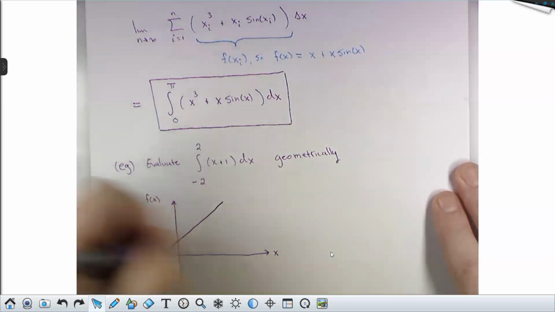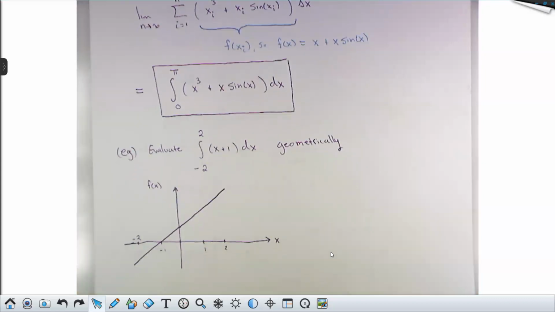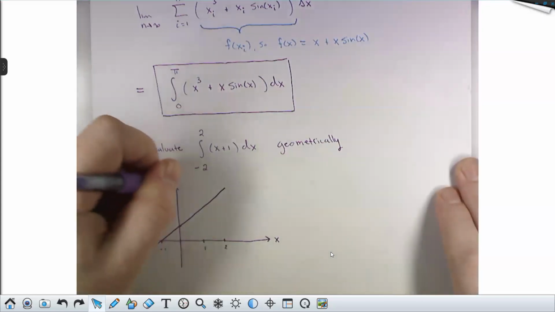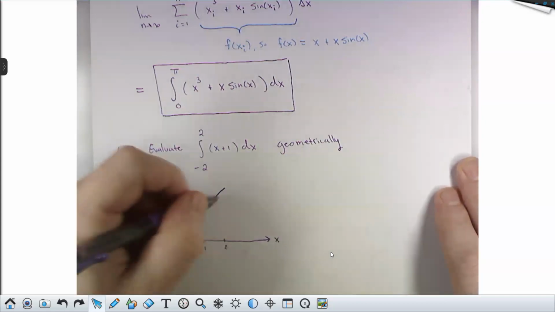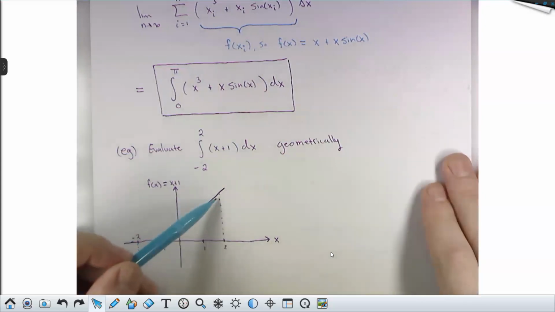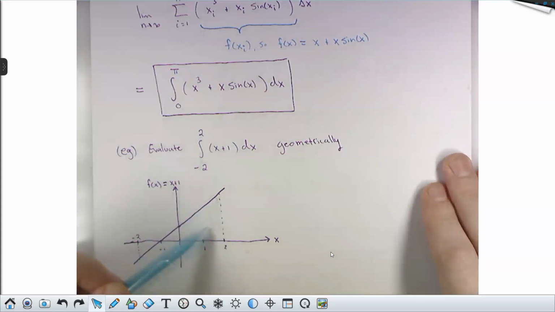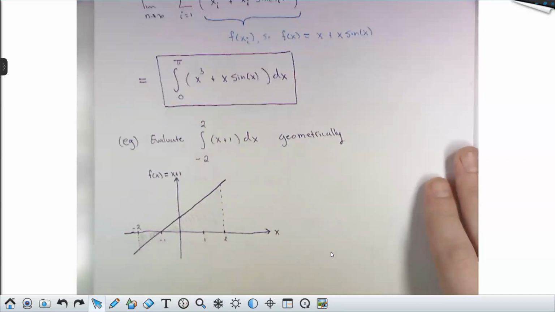So I'm going to call that 1, we're going to call that 2. Here would be -1, and here would be -2. The graph here is of f of x equals x plus 1, because that's the function I'm integrating. And the value of the integral should be the signed area bounded by this function. So what you notice is that the region in question is made up of pieces whose areas we can find using formulas from geometry. Namely, it's two triangles.